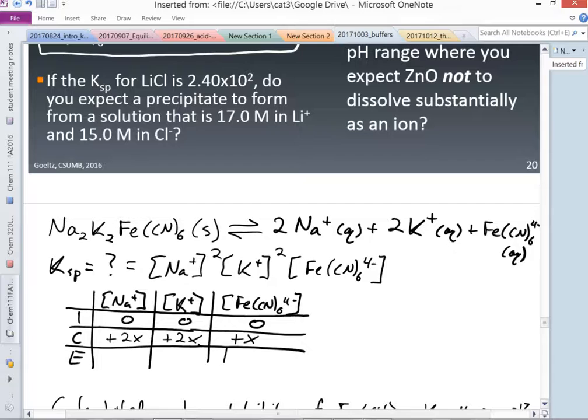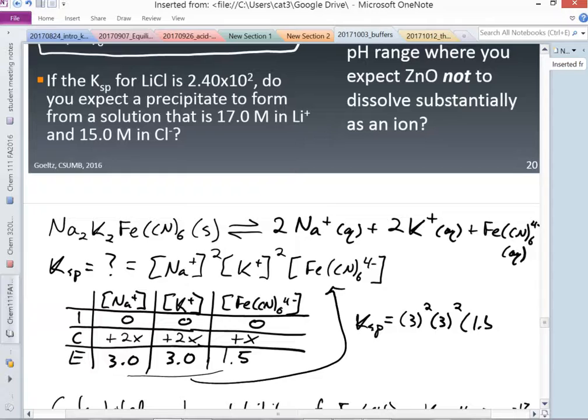So how much potassium do I have? Yep. And how much sodium? Also 3. Now, take these, plug them in, and calculate away. How many sig figs should I have? 2, I guess.